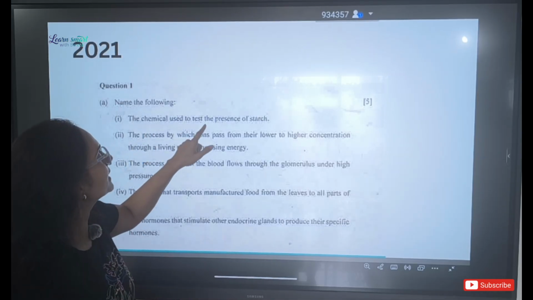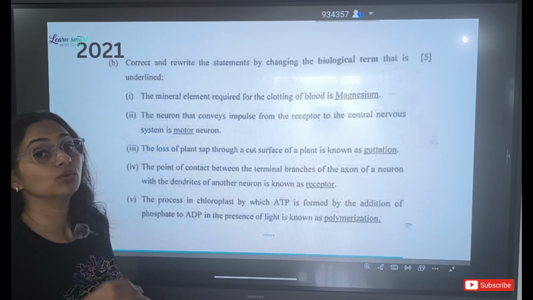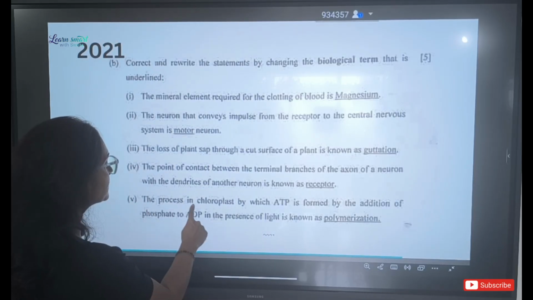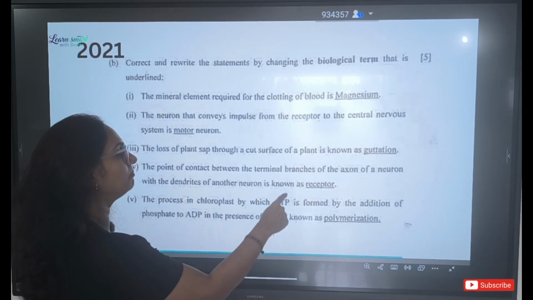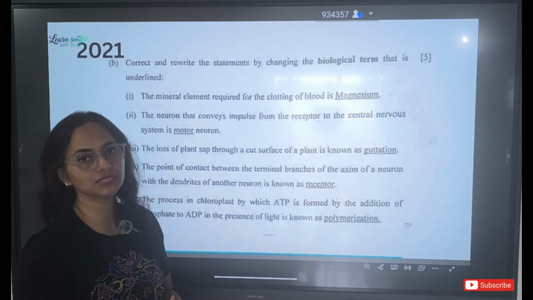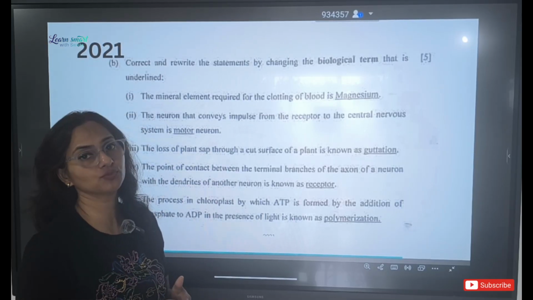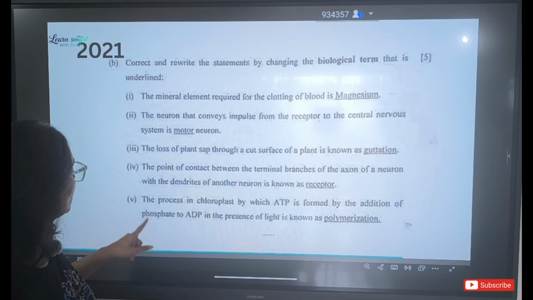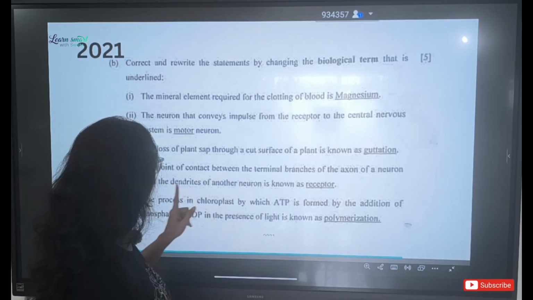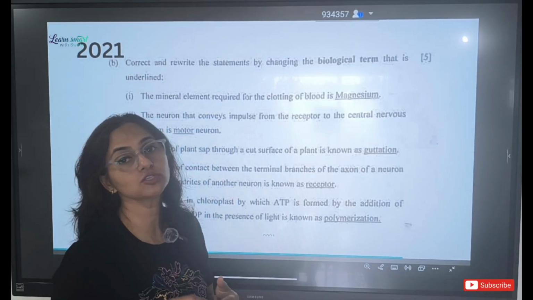The chemical used to test the presence of starch, just a 1 mark question, it will be iodine, right? So the next question, the 2021 question paper is not very clear, I'm sorry for that. The process in chloroplast by which ATP is formed by the addition of phosphate to ADP in the presence of light is known as polymerization, which is wrong. It will be phosphorylation, or better to write photophosphorylation. So here it will be photophosphorylation.